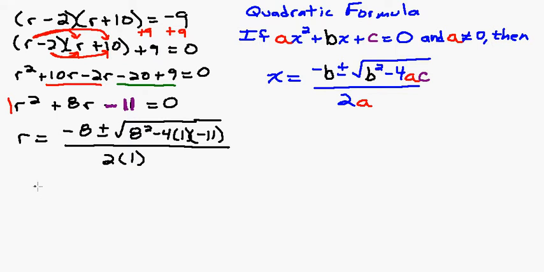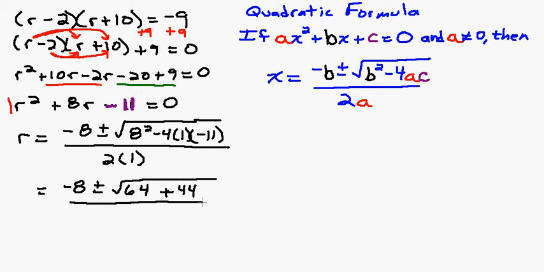Alright, so now we've got to simplify this thing. Let's start with order of operations. Inside the square root, we would do the exponents first, so that would be 64. The next thing we would do would be multiplication, so we can go ahead and do that here. Notice we want to think of this as negative 4 times 1 times negative 11, which would give us a positive 44. Or you could write minus a negative 44, but then you're just going to have to change it to a plus anyway. And 2 times 1 is 2.